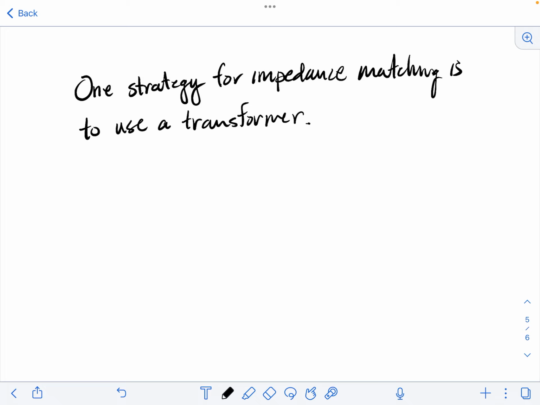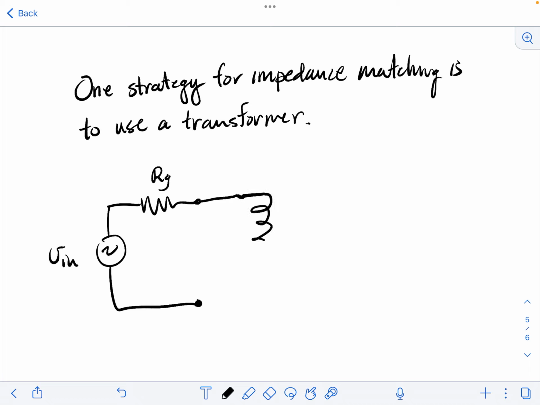Okay, so let's consider the following. Let's have our signal generator, V in, and then we have the output impedance of that generator, RG. So that's our function generator. Now what we're going to do is connect that to a transformer, and so symbolically the transformer has one set of windings. The number of turns in this winding is N1, and this is called the primary.